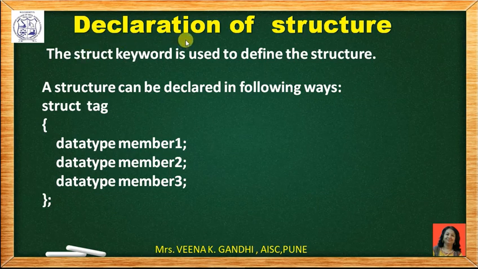Now, how to declare a structure? The struct keyword is used to define the structure. The structure can be declared like this: struct tag, then in opening and closing curly braces, type member 1, type member 2, up to type member n. After the closing brace, give a semicolon.